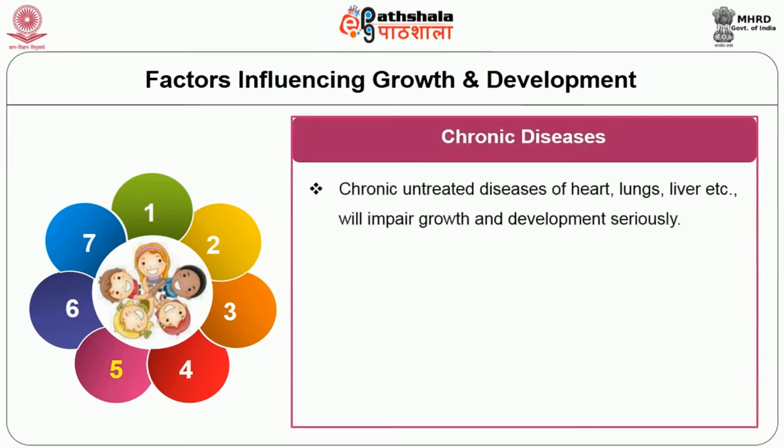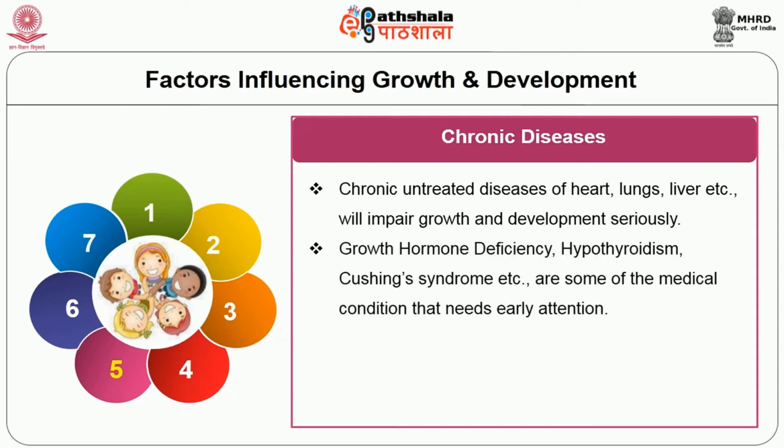Geographical environment has a beneficial effect on a child's growth and development. And the fifth factor which affects the growth of children is chronic diseases. Chronic untreated diseases of the heart, lungs, liver, etc. will impair growth and development seriously. Growth hormone deficiency, hypothyroidism, Cushing's syndrome are some of the medical conditions that need early attention, which may directly impair the growth and development of children.